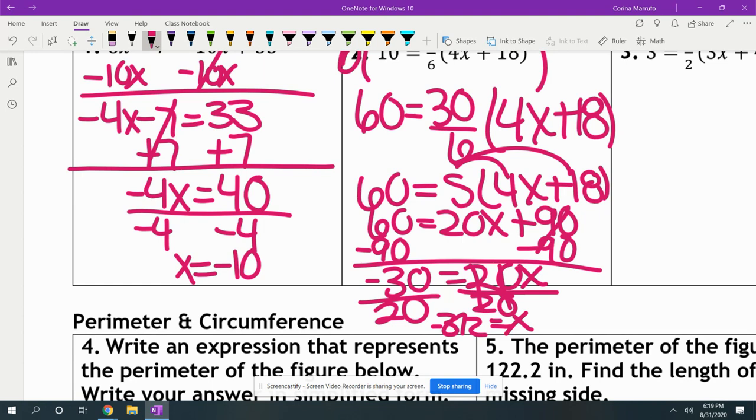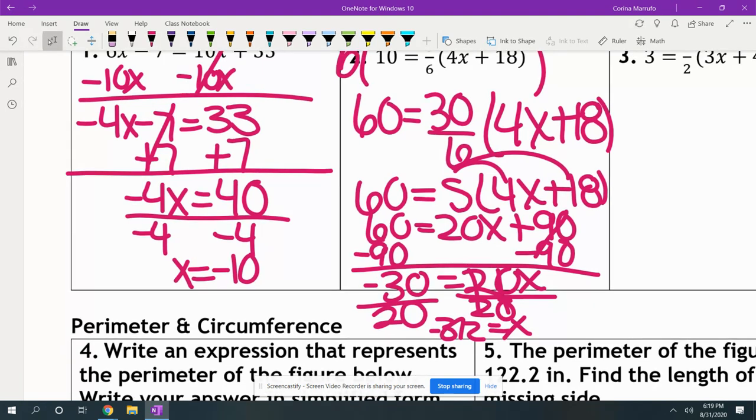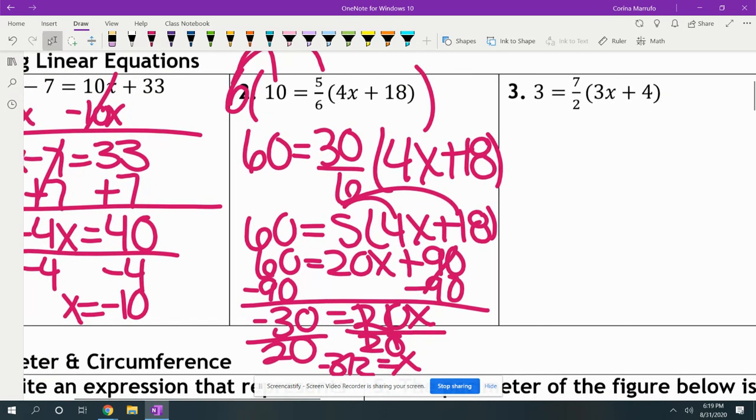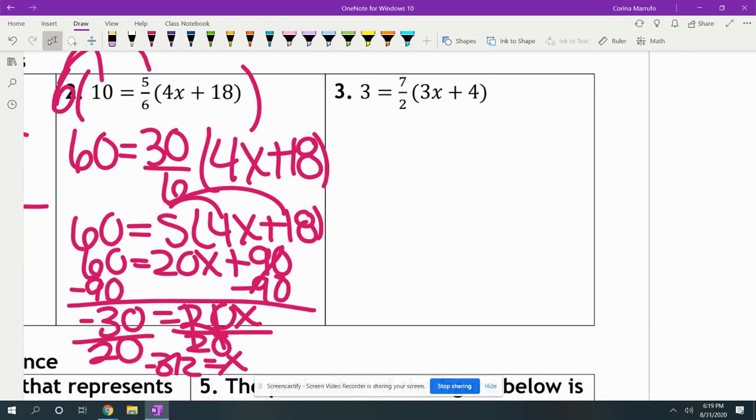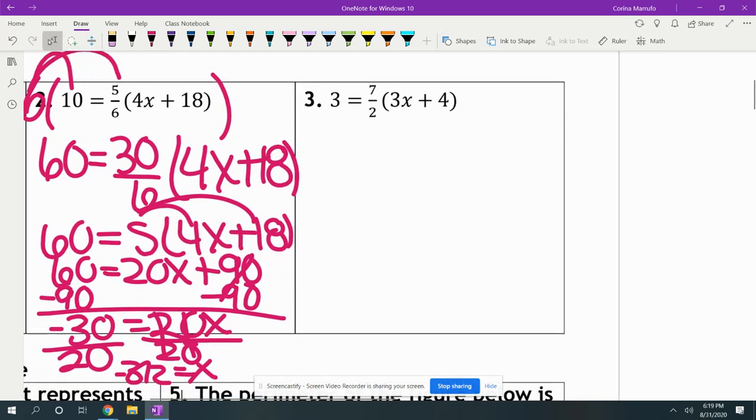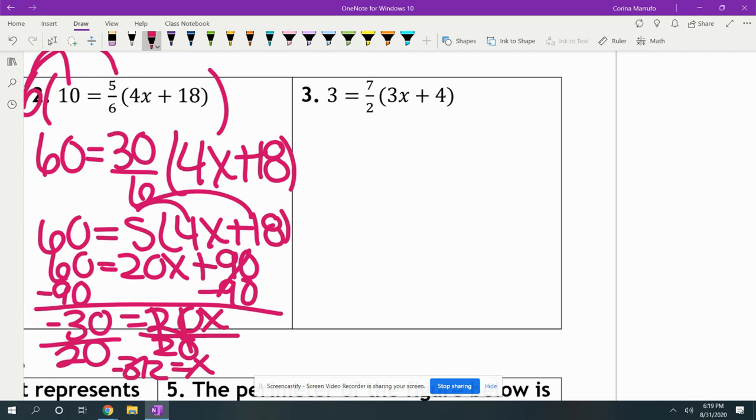All right. Next, we have 3 equals 7 over 2 times 3x plus 4. So on this one, we're going to go ahead and get rid of this fraction. So we're going to multiply the whole thing by 2.